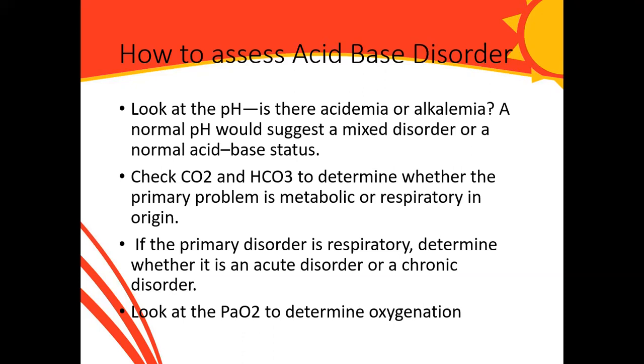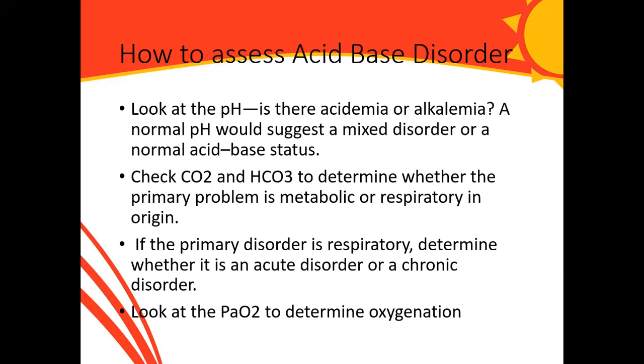For metabolic, your pH and your bicarbonate will move in the same direction. If your pH is low and your bicarbonate is low, it's metabolic acidosis. If pH is high and your bicarbonate is high, that is metabolic alkalosis. So the primary disorder is determined. You can use the mnemonic ROME to help you. After you have determined your primary disorder, then you look at the PaO2 to determine oxygenation.